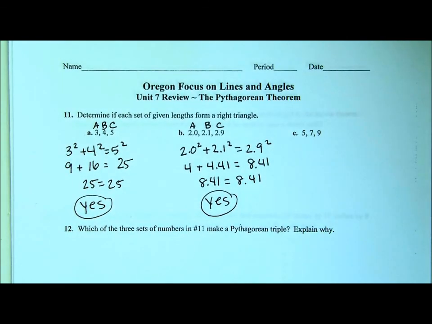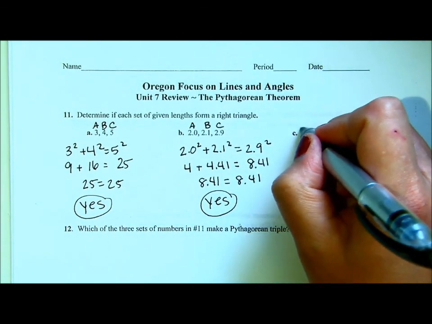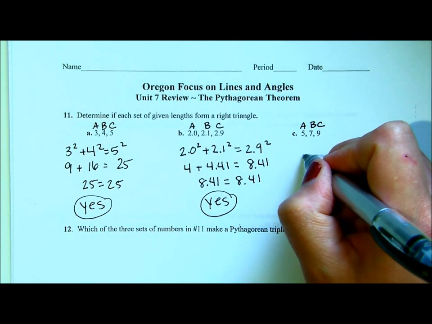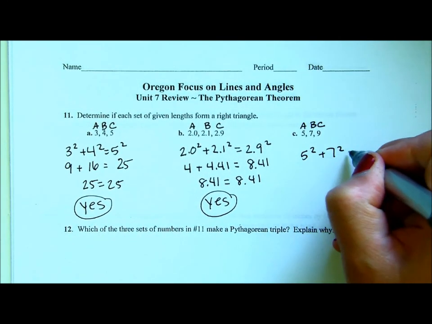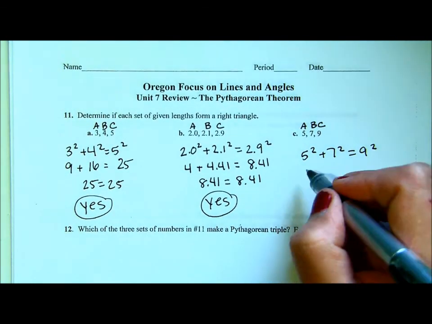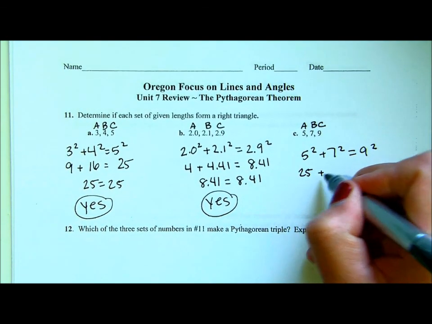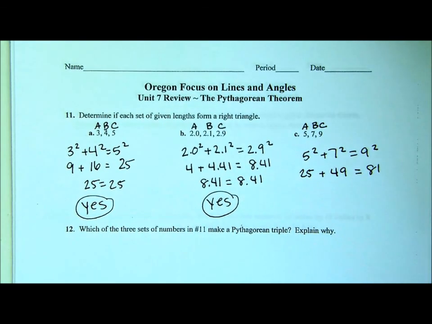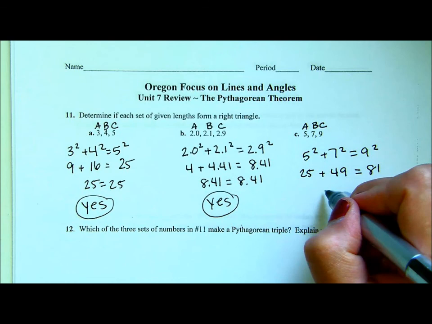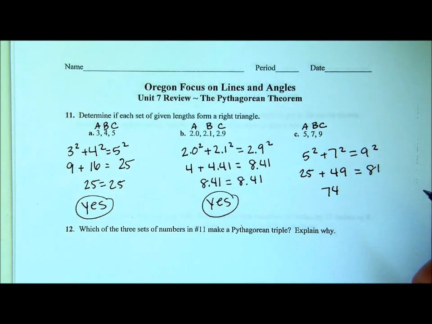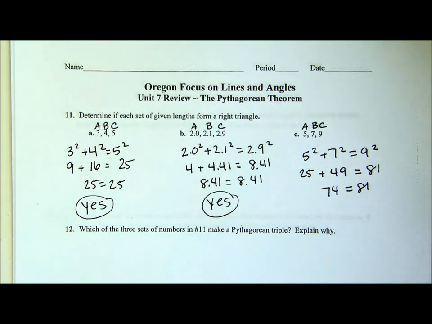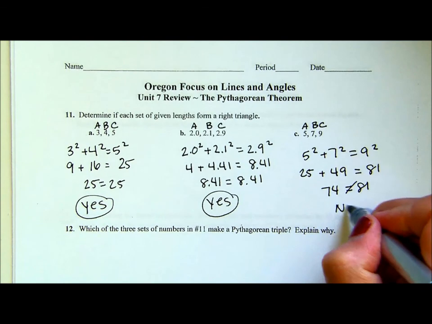Lastly, on C, once again, we have A, B, and C. So we have 5 squared plus 7 squared equals 9 squared. 5 squared, 25. 7 squared, 49. 9 squared, 81. Here we're going to get 74 when we go 25 plus 49, and that's going to equal 81. In this case, that does not work, so we're going to put a slash through our equal sign, and we are going to write no.